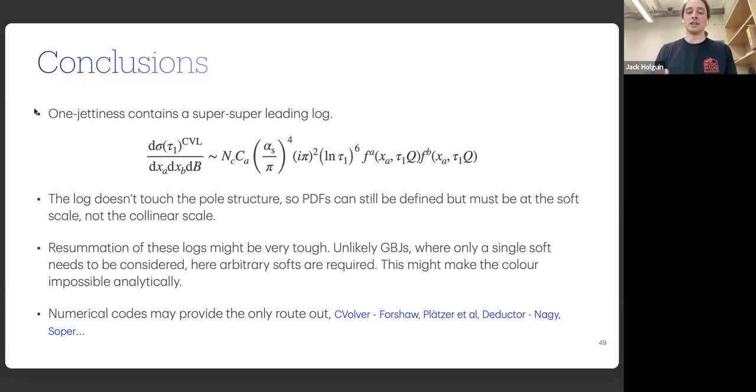It looks to be a whole magnitude of more difficult problem. However, numerical codes may be able to do this, such as Cvolver or Deductor, if they're able to manage that. But it's worth pointing out that these numerical codes also do really struggle once you have to go to very high emission multiplicities to get these full color results.